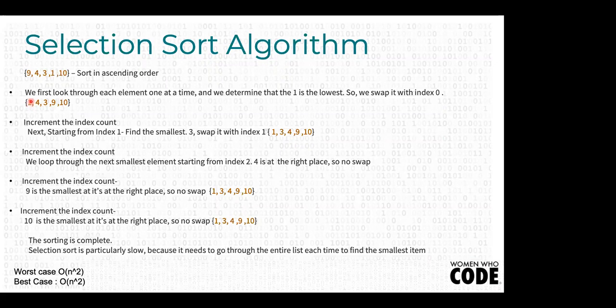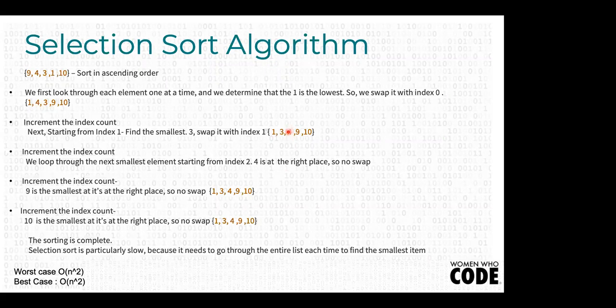Now starting from index 1, you find which is the smallest element. Looking at the rest of the elements, we know that the smallest element here is 3. Now we have to swap that with index 1. Our index counter is at 1, so you swap that with index 1 here. So the array becomes 1, 3, 4, 9, 10. Now you increment the index count from 1 to 2.